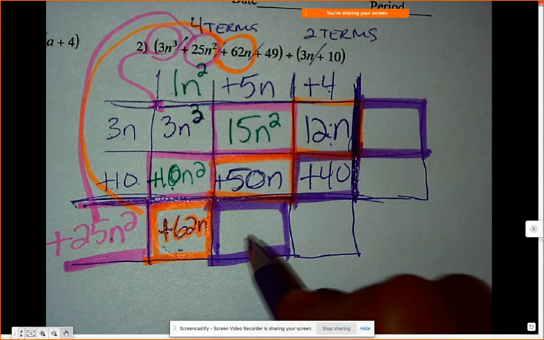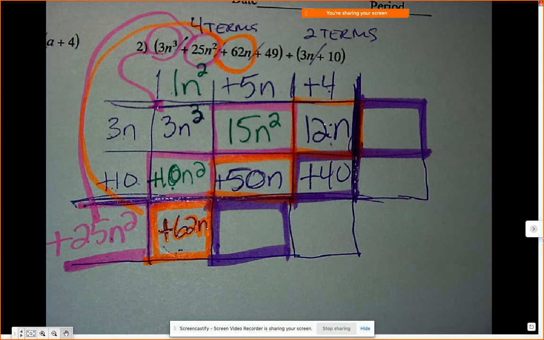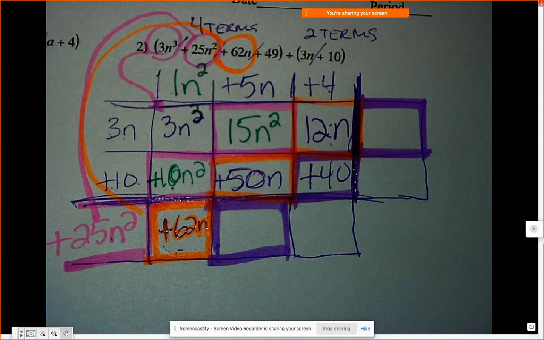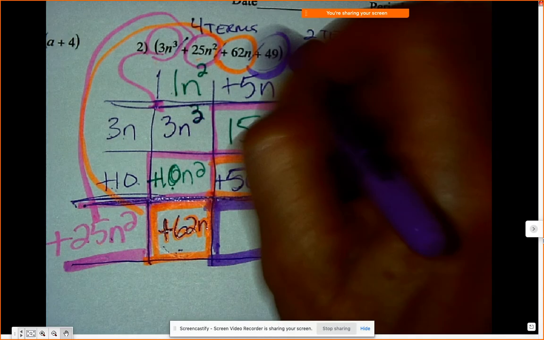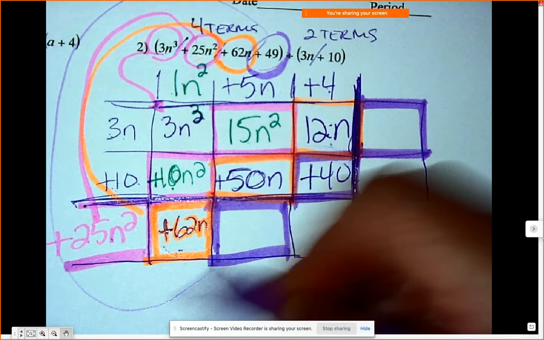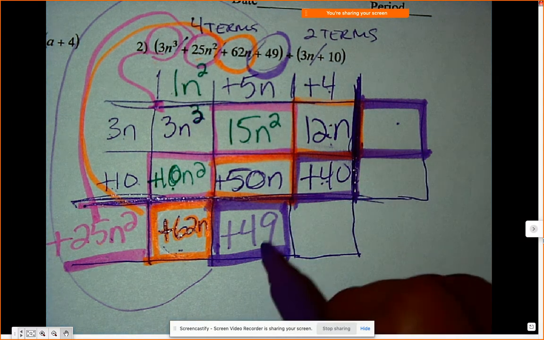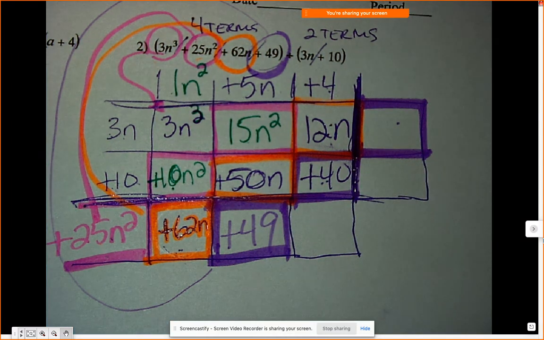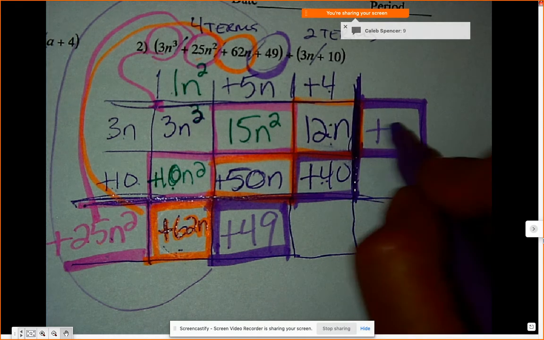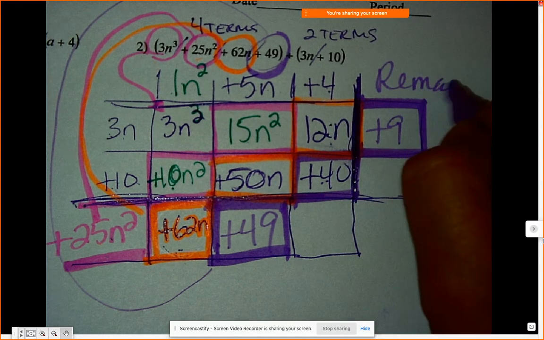What number do you think's coming down here, guys? Follow the pattern. How did we get the other numbers? 49 goes down there. I agree. 49. Let me get my highlighter and get number 49 to come on down. Come on down, baby. Positive 49. Okay, these two numbers are going to add together to give me 49. What do I need in that top right-hand square? And we're basically done. 9. Thank you. Positive 9. This is my remainder, guys.